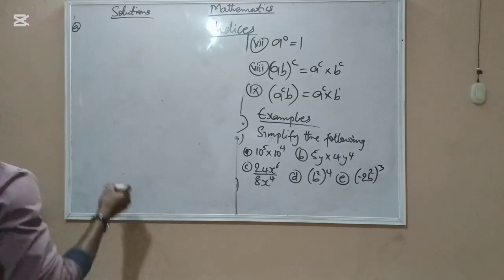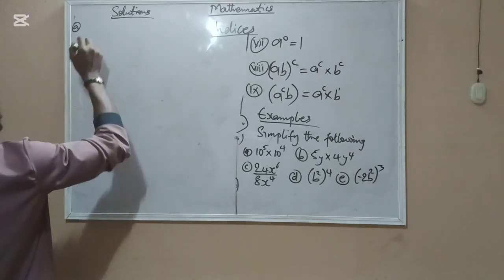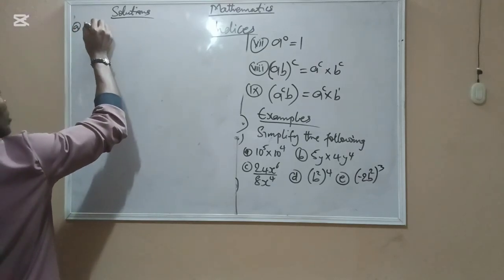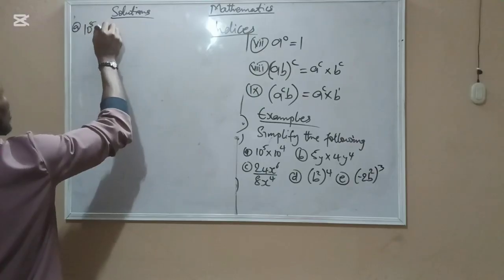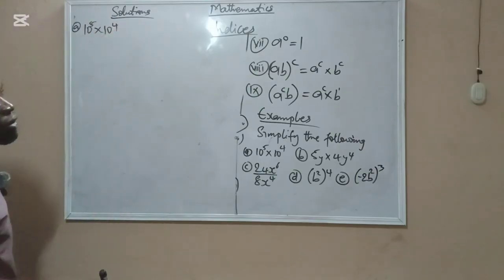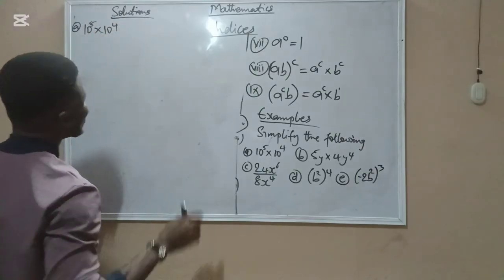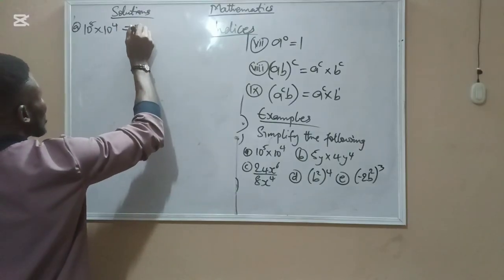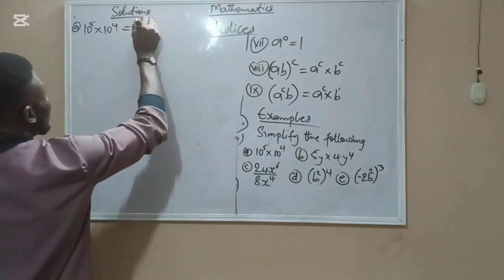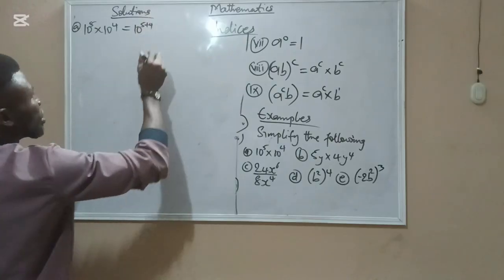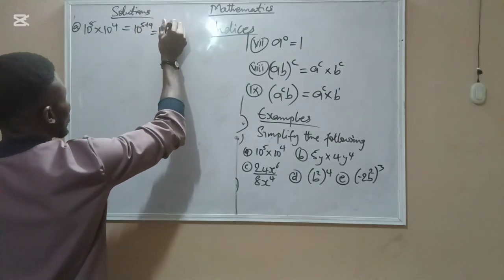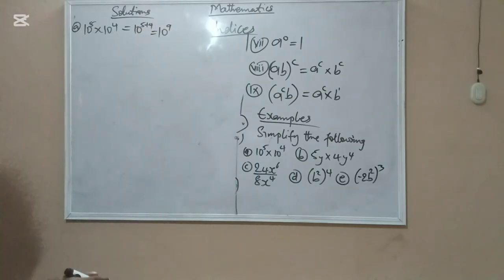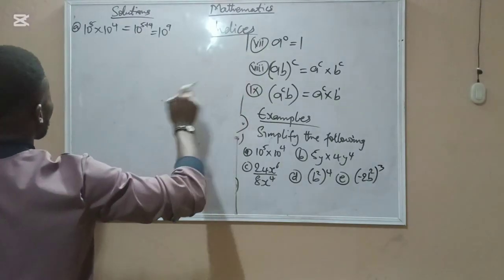Which is 10 to the power x multiplied by 10 to the power 4. 10 to the power 5 multiplied by 10 to the power 4. And from the laws of indices, which is the first one, the product of numbers with the same base, this is just the same thing as 10 to the power 5 plus 4. That is equal to 10 to the power what? 9. This is it. So you can just multiply and get to the final answer.